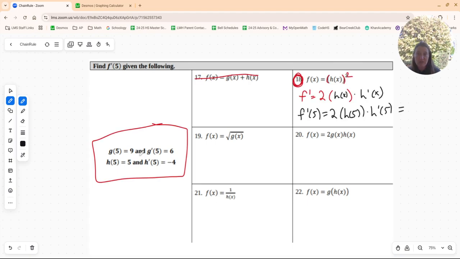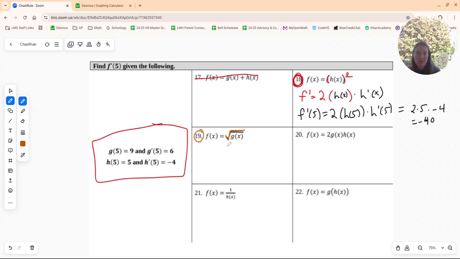and I've got all those values right here. H of 5 is 5, and h prime of 5 is negative 4, and that's my answer. If you feel like you absolutely have to simplify it, it would be negative 40. Let's take a peek at 19. We'll just set up 19, and then we'll take a look at 22. And after that, we're going to go over to that AP exam question.